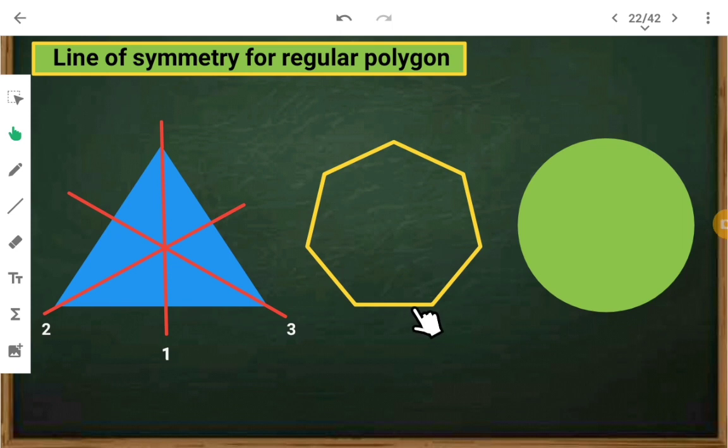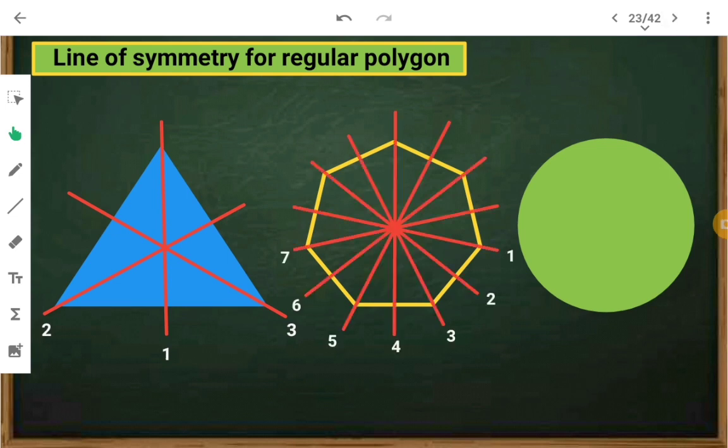And the next one is what? It's a heptagon. Why am I calling this one a heptagon? How many sides are there? 1, 2, 3, 4, 5, 6, 7. So 7 sides. All the 7 sides are equal in length. So I am calling this one a regular polygon, a heptagon. For this heptagon, how many lines of symmetry will you get? You will get 7 lines of symmetry.